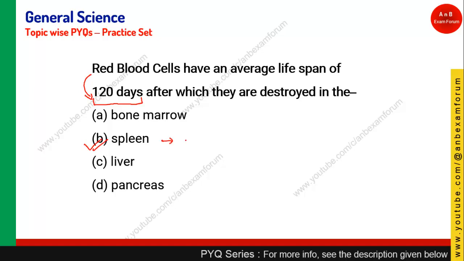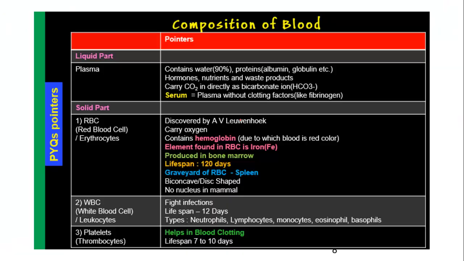Okay, so it is also known as the graveyard for the RBC, red blood cell. And bone marrow is the place where RBC are formed. So option B, those who have given that, they are right.